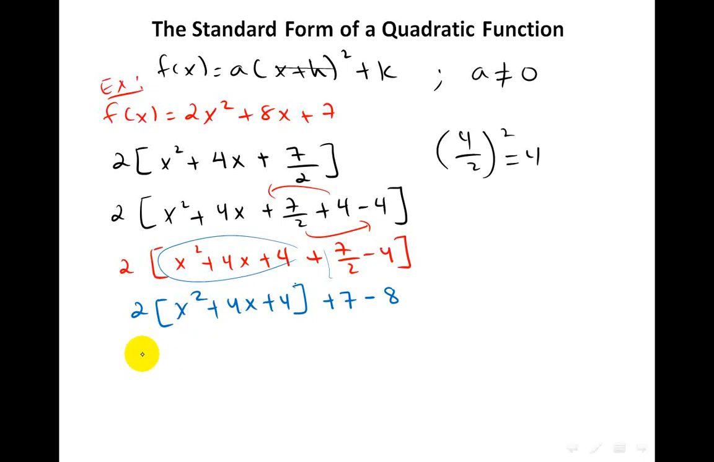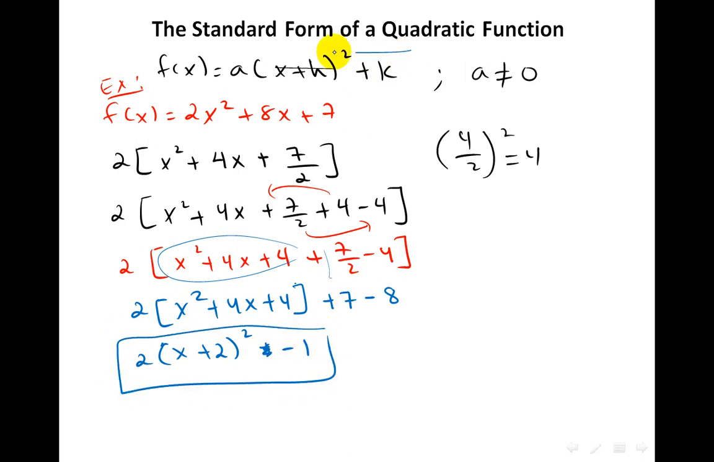So now change this into a perfect square. It's going to be x plus 2 the whole squared plus 7 minus 8, which is minus 1. So this will be the standard form. You can see here the a stands for 2, x plus h squared, which is x plus 2 squared, plus k, which is the negative 1 here.